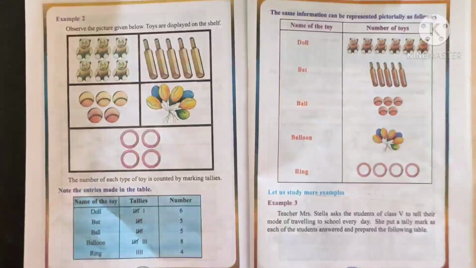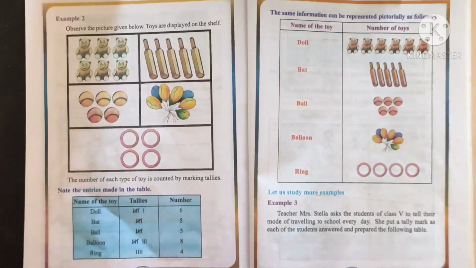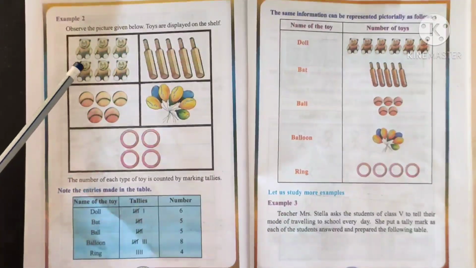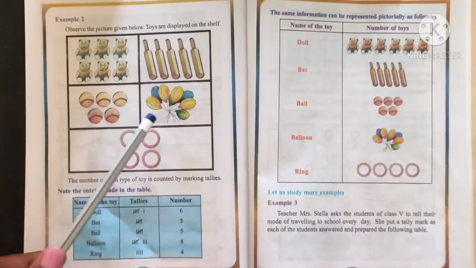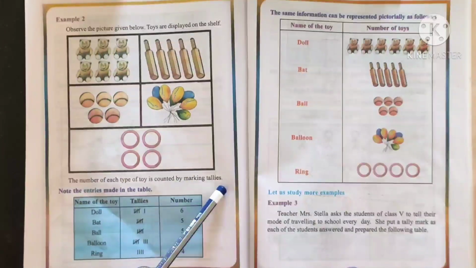So let us see the same example in an elaborated manner. You observe the pictures given below. Toys are displayed on the shelf. Now you can see that there are dolls, bats, balls, balloons and rings. Now the number of each type of toy is counted by marking tallies.